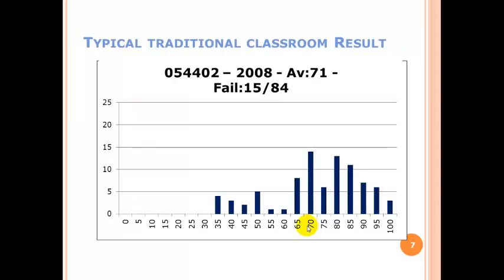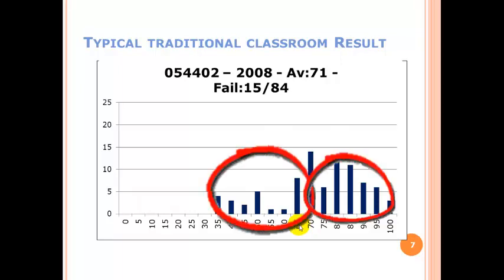Here is a typical distribution of final grades for my design course before I made the switch to active learning. It's a bimodal distribution which divides the class roughly into two populations, one that clearly got it and one that largely didn't, with a depressingly long tail stretching down to very low grades.